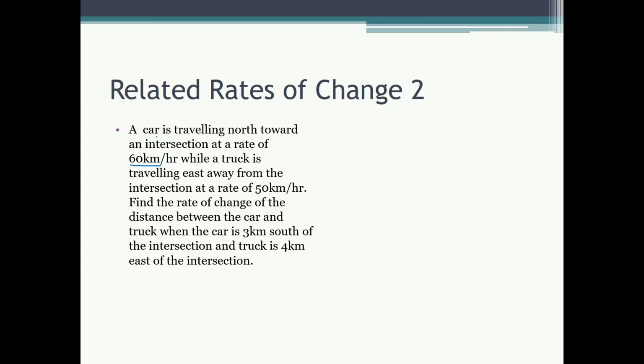Now that's the rate at which a car is travelling towards the intersection, travelling north. 50 kilometres an hour is the second rate. That's the rate of the other car going east away from it. What the question is asking for is the rate of change of the distance between the car and the truck. So that's what we need to do.